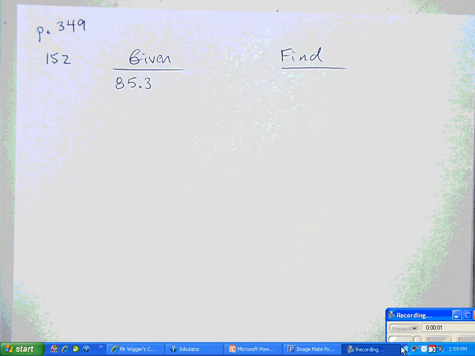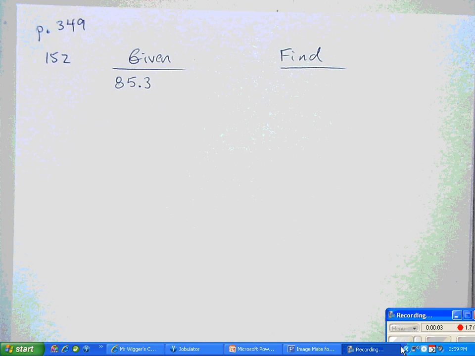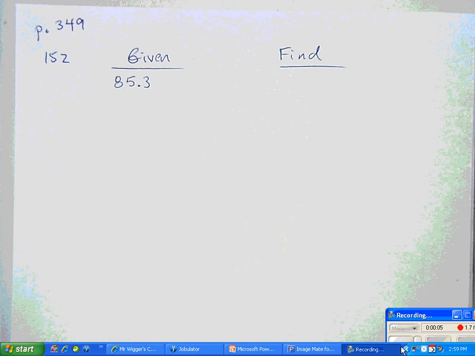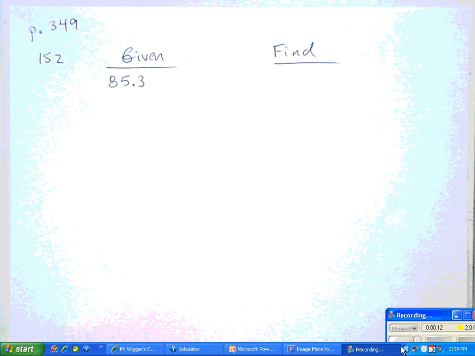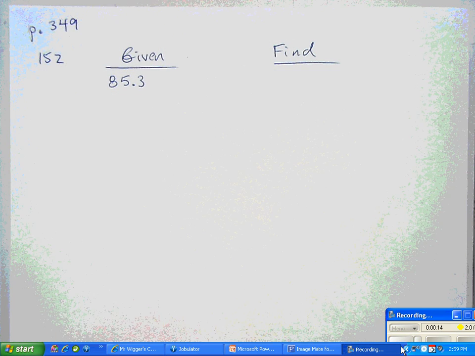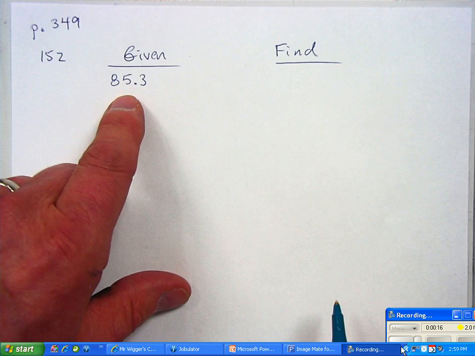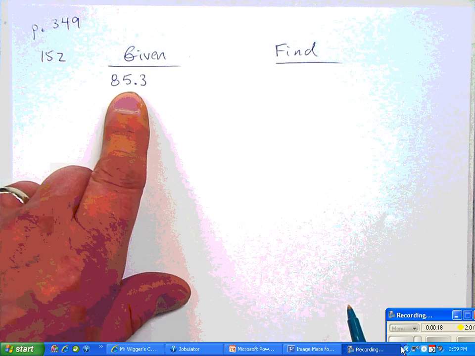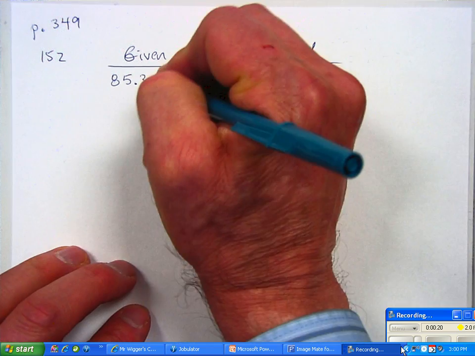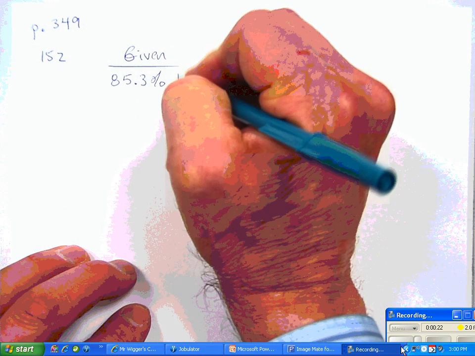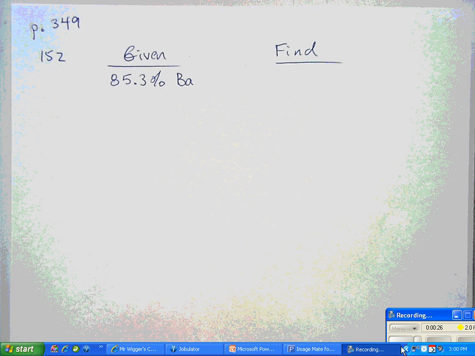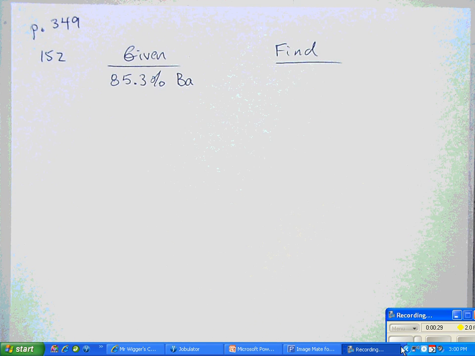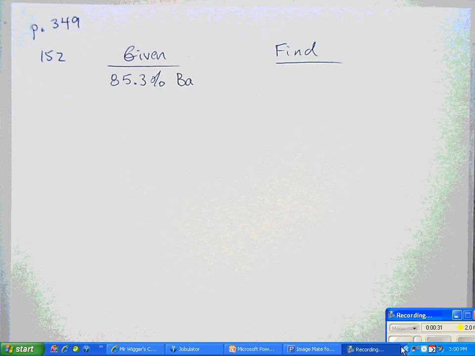Doing today is our first homework problem on calculating the formula of a hydrate. This is from page 349, number 152, and we're starting with the given and the find. If you look in the book, you'll find that 85.3% is our percent of the barium. Now, this is supposed to be barium chloride. What is the ratio of barium to chloride ions?